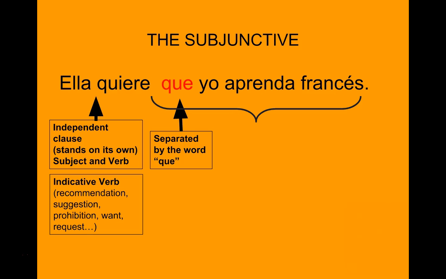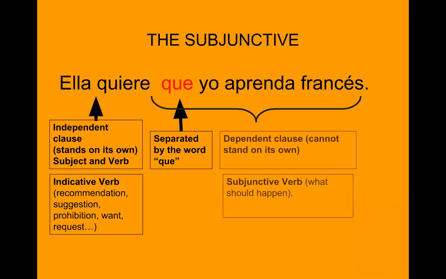What que connects is the dependent clause. It cannot stand on its own. That I learn French is a sentence that cannot stand by itself. Notice, aprender is an ER verb, but aprenda ends in an A. That is a subjunctive, and we learned how to conjugate the subjunctive a few days ago. The subjunctive verb is what should happen, or what's being recommended that happen, or what's being prohibited.